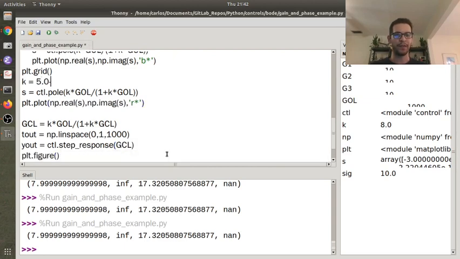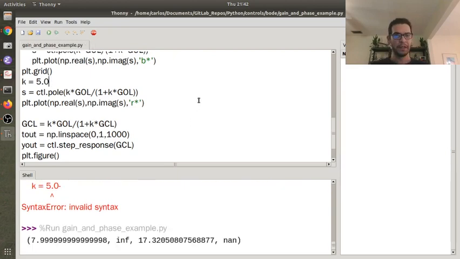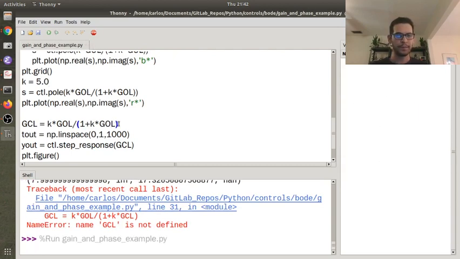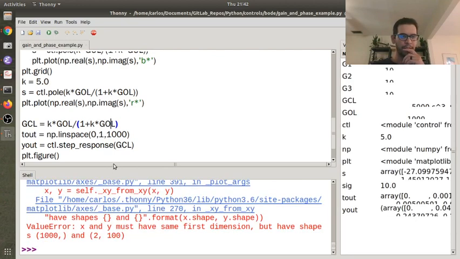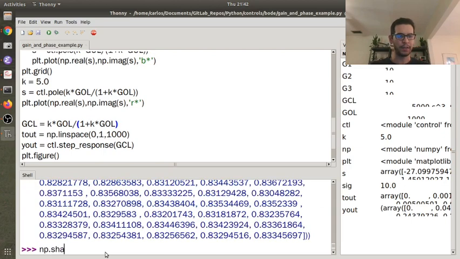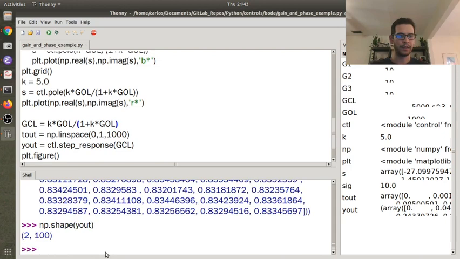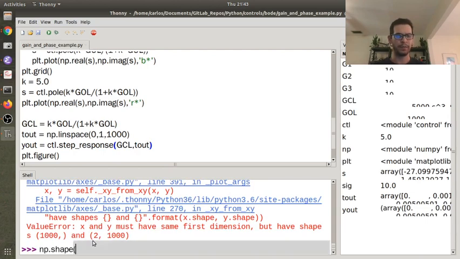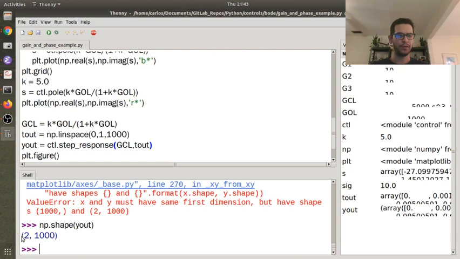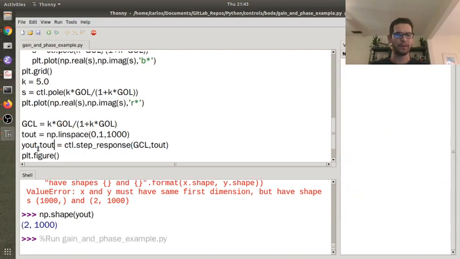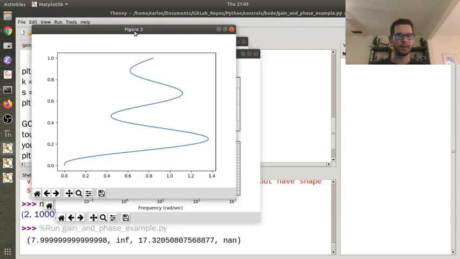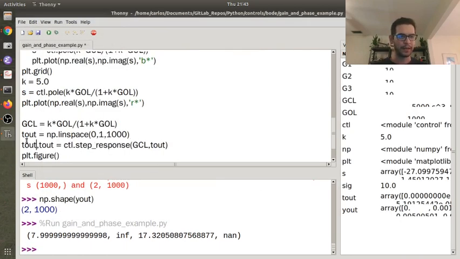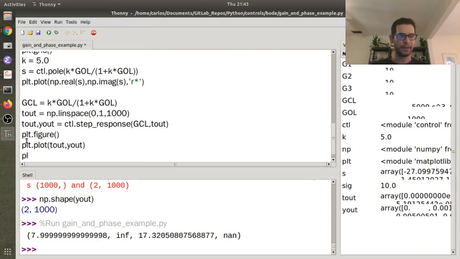So let's make K 5, so I should still be stable here. Invalid syntax. GCL is not defined. Oh, of course, right here. You have to have the same shapes. What's y out? np.shape, y out. It's 2 by. Oh, it's because I forgot, I didn't give a t out. Okay. np.shape, y out. It's 2 rows. Is that because I have to do this and unpack it? Oh, and of course it's backwards. So this is T out, Y out, and then plt.grid.